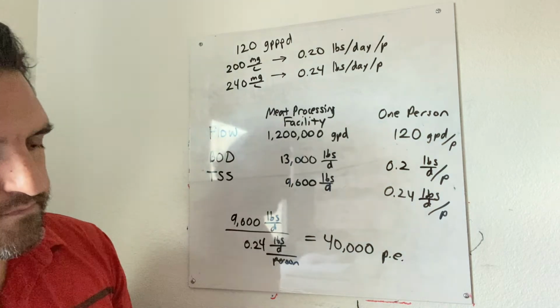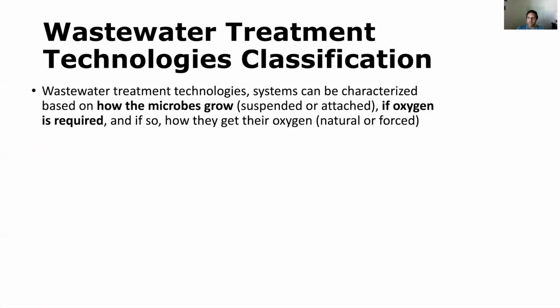All right, now let's talk about an overview of wastewater treatment technologies. So we can characterize or classify wastewater treatment technologies based on two main elements. One is how the microorganisms are going to grow in the system, because wastewater treatment technologies typically rely on microorganisms to complete the treatment. So the first way we can characterize these systems is whether they have suspended growth of microorganisms or attached growth.